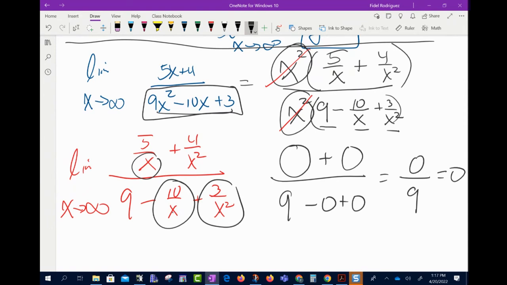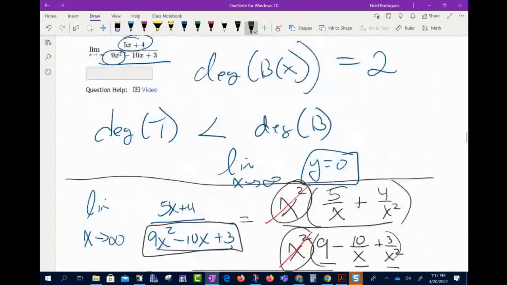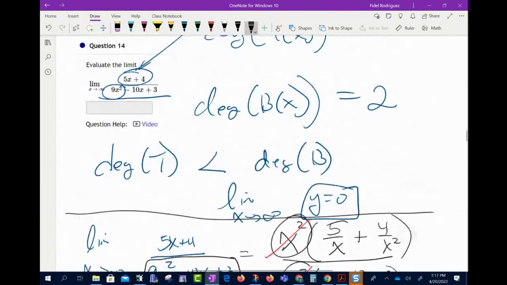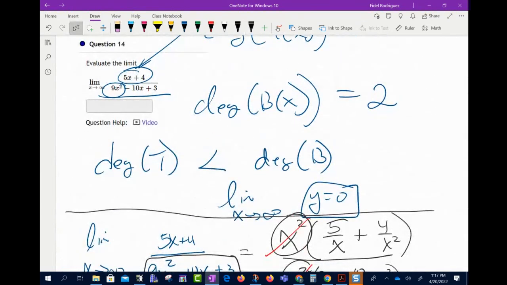Well, hold on. We'll get to that part in a minute, right? But guys, the easiest way to figure out these problems is you're going to be looking at the degrees. What I mean by the degrees, you're looking at the power of the x's on the top, the power of the x's on the bottom.